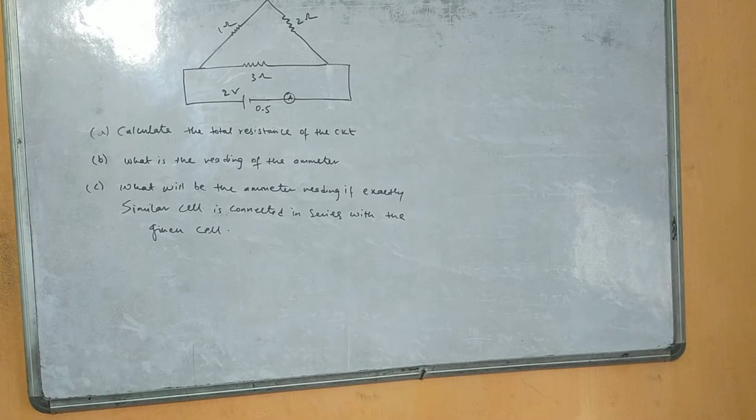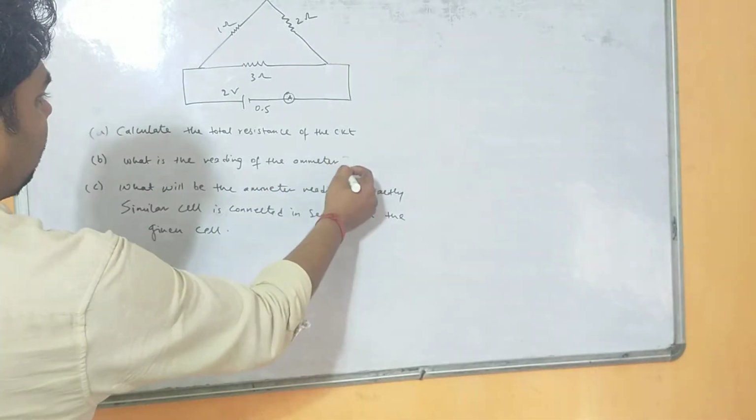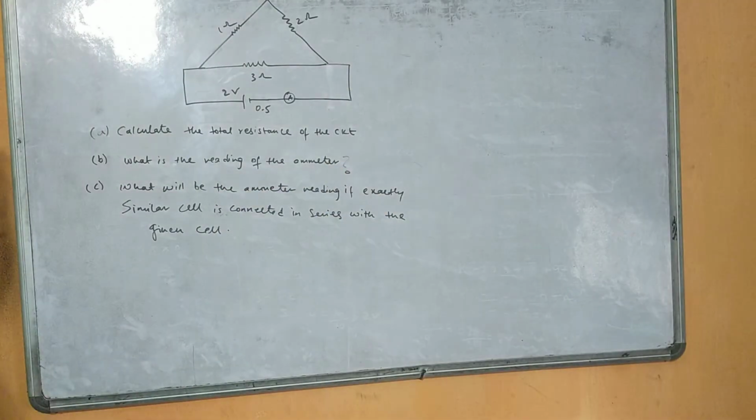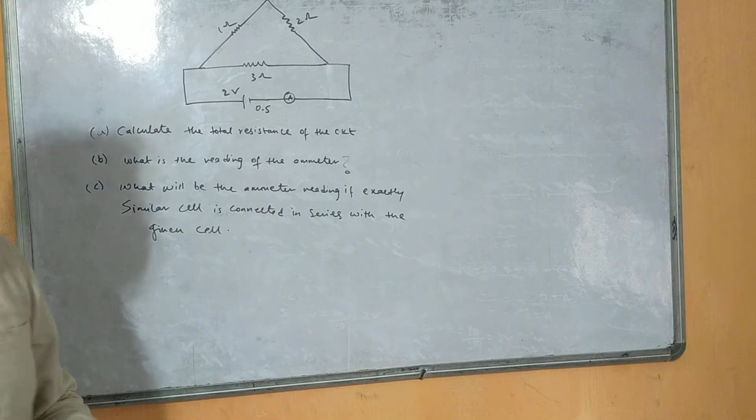So this was the question. Calculate the total resistance of the circuit. What is the reading of the ammeter? And what will be the ammeter reading if an exactly similar cell is connected in series with the given cell? So one by one we will solve.